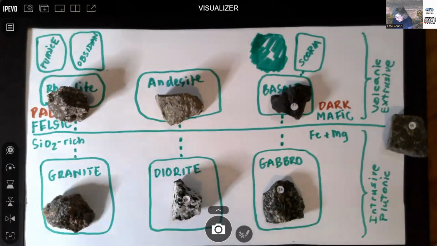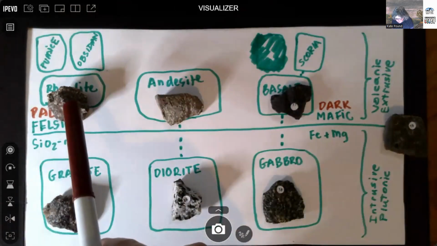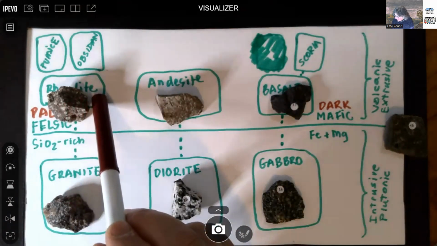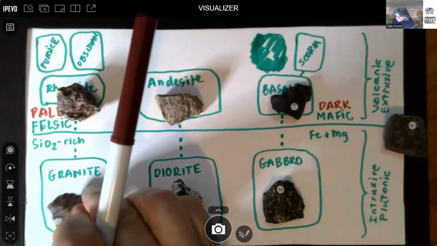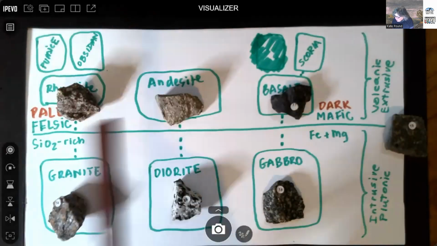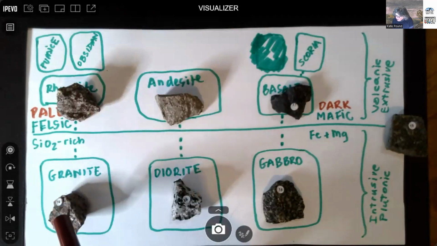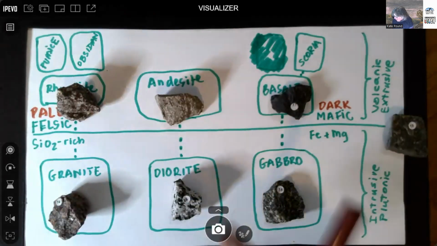Okay, so the rhyolite is up here. It is usually a pinkish color. Now, depending on the sample that you've got, your sample 14 is granite. You will also see some pink minerals, that's your potassium feldspar, and there's quartz and some plagioclase in there.